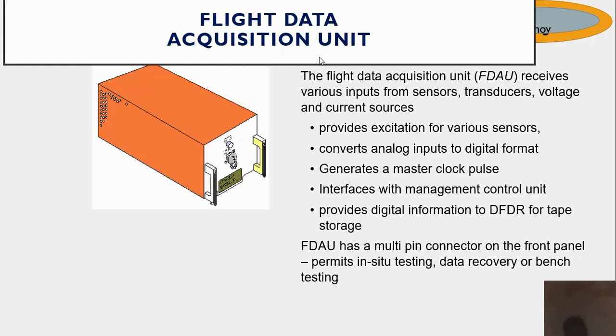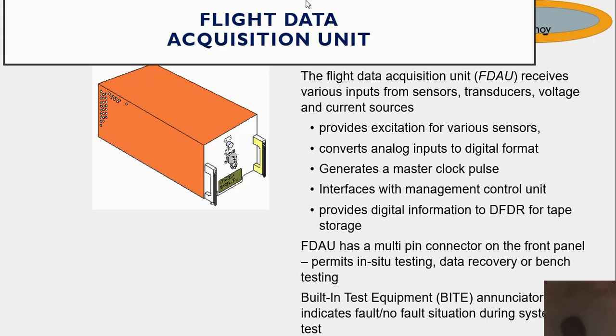The flight data acquisition unit has a pin connector on the front panel. It permits in situ testing, that is on-board testing, data recovery, or bench testing. The built-in test equipment annunciator indicates a fault or no-fault situation during system self-test.